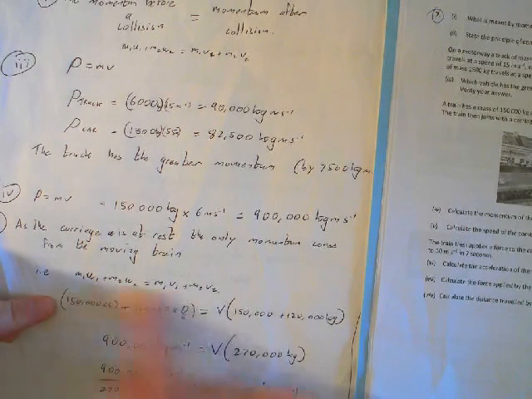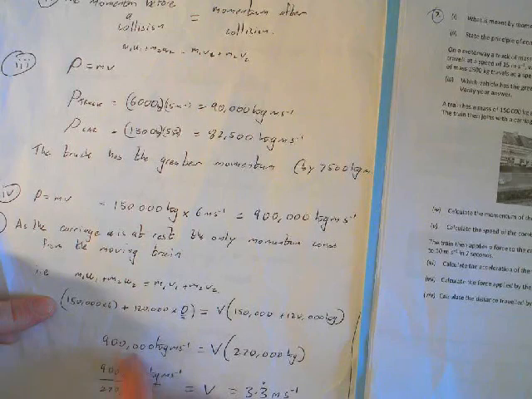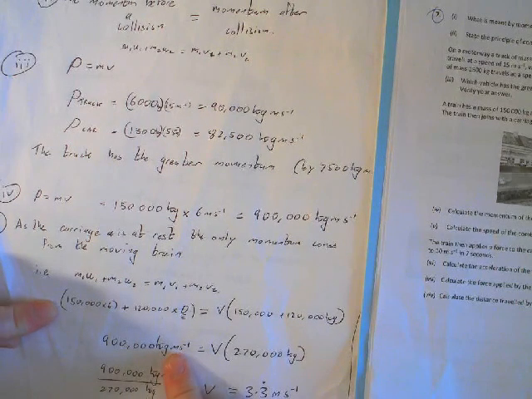Let's have a look at it. First off, right, with the formula, the momentum before is equal to the momentum after. So beforehand, it's 150,000 times 6. We've already done this.